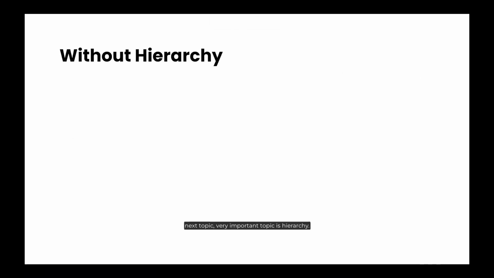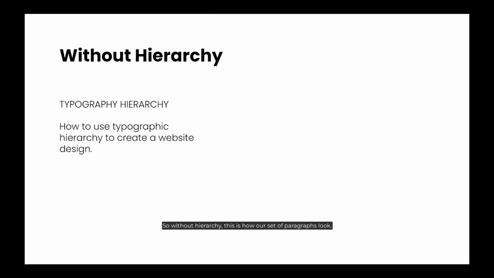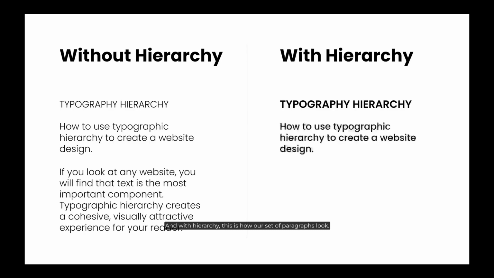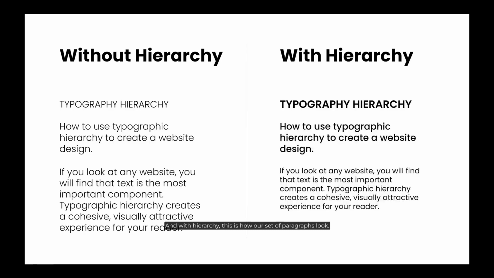Next topic, a very important topic, is hierarchy. Let us see how our paragraphs look with and without hierarchy. Without hierarchy, this is how our set of paragraphs looks. And with hierarchy, this is how our set of paragraphs looks. What we mean to say is, it influences the order in which your audience views your content. On the left side, everything looks similar. None of the text is given importance, so the viewer doesn't know which text to read first.